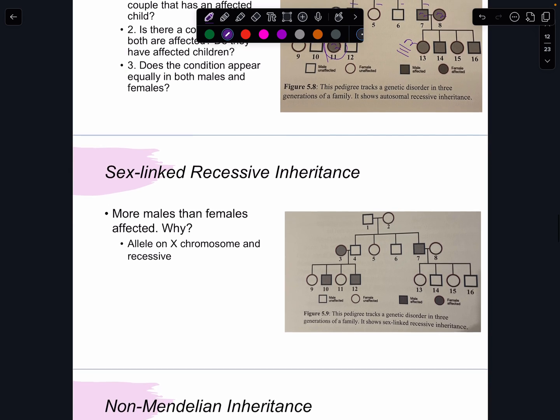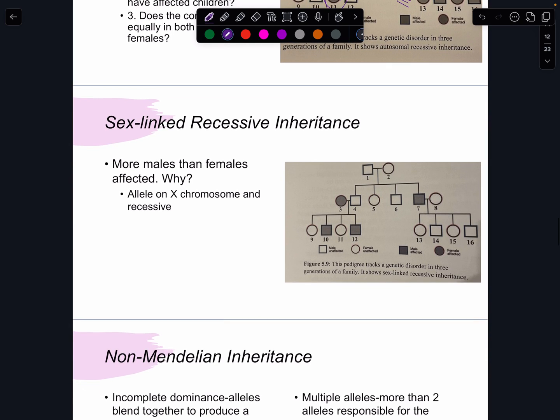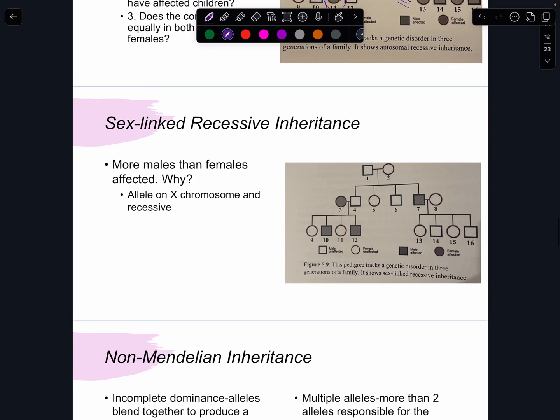So, sex-linked inheritance. Why does it affect more? Well, first of all, a sex-linked disorder is a disorder caused by an allele found on a sex chromosome. The allele could be dominant or recessive, so some genetic disorders follow a sex-linked dominant pattern, and others follow a sex-linked recessive pattern. So you can divide them. Since X and Y chromosomes are different, you can also divide the sex-linked disorders into X-linked and Y-linked.